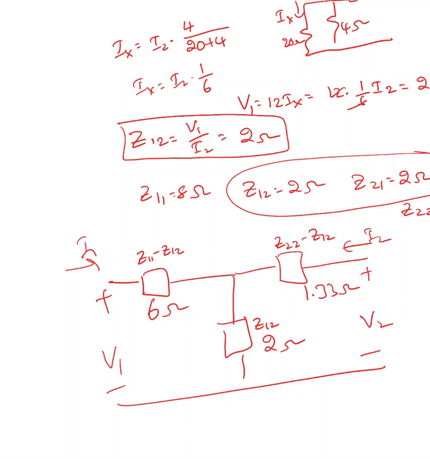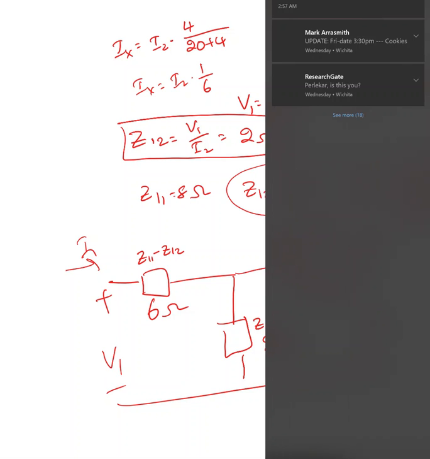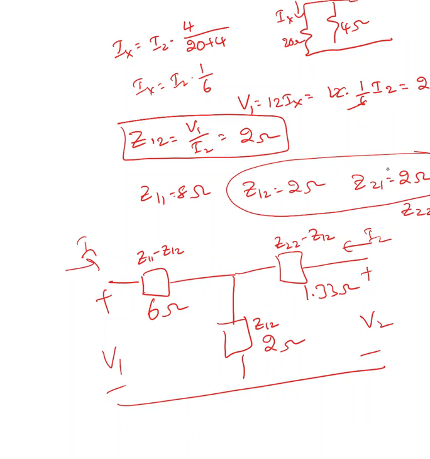So this is the equivalent T model. If it is a reciprocal network, as long as Z12 equal to Z21, that's called reciprocal network. As long as it's a reciprocal network, we can draw the T equivalent circuit.